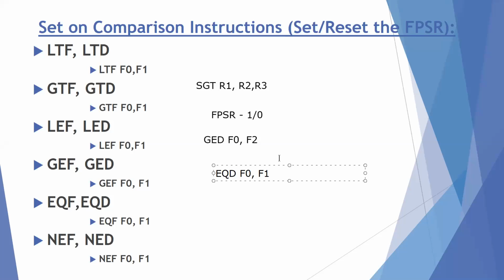Yes, ma'am. Is the syntax correct? EQD F0 comma F1. Yes, ma'am. Because इसके अंदर higher order, lower order दोनों एक दूसरे को compare करेगा. Because double है तो 64 bit होना चाहिए. But first 32 bit और last 32 bit को compare करेगा equal है या नहीं.